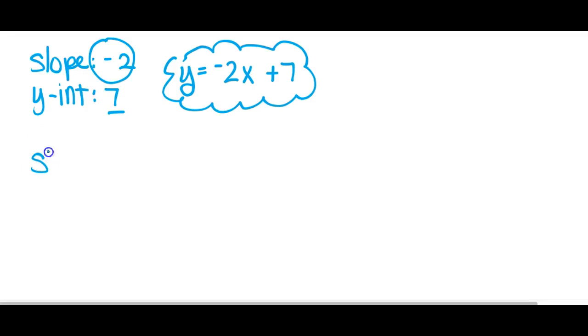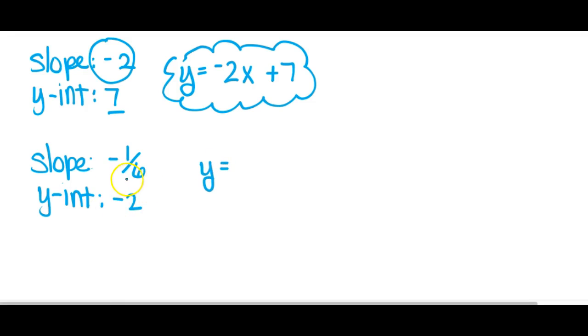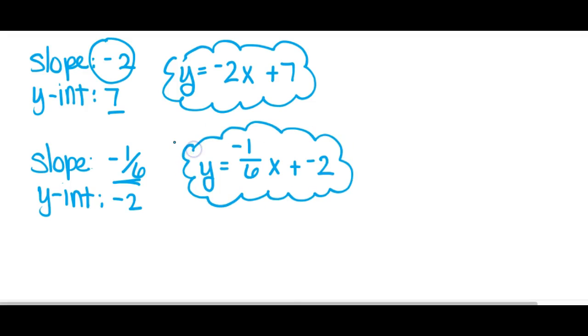So let's say we have a slope of -1/6 and a y-intercept of -2. Well, again, we're going to start with y equals. And instead of our m value, we're putting in our slope. So it's going to be -1/6x plus -2 or minus 2. It is up to you. And that is how we create our slope-intercept form when we're given slope and our y-intercept.